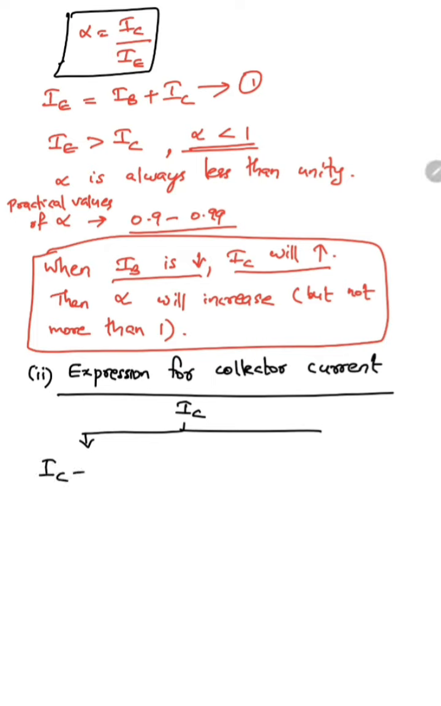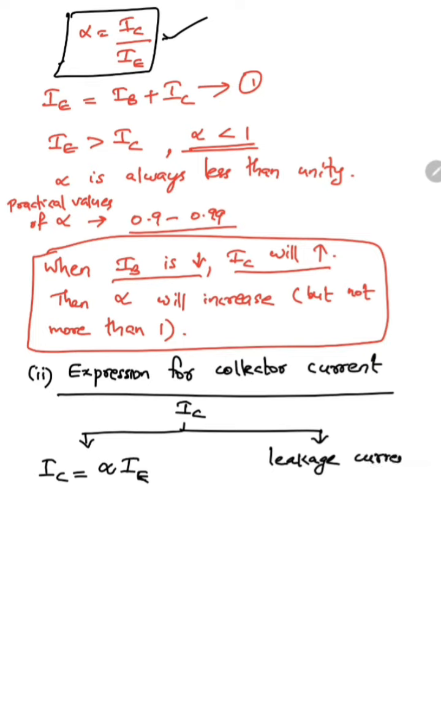The first part is the part of the emitter current which reaches the collector terminal. That is, IC is equal to alpha IE. You can see from this equation that IC is equal to alpha IE. It is the part of emitter current which reaches the output terminal or collector terminal. Now what about the second part? The second part is the collector current obtained due to minority charge carriers. That is called leakage current.